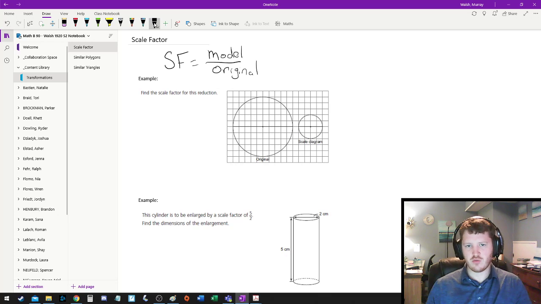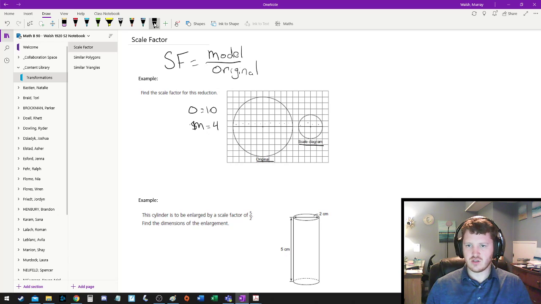For our first example, we want to find the scale factor of the reduction. Because it's a reduction, we know the original should be the larger shape and the scale diagram will be the smaller shape. If we count 1, 2, 3, 4, 5, 6, 7, 8, 9, 10, so original equals 10. Our scale diagram, 1, 2, 3, 4. Let's call it our model.